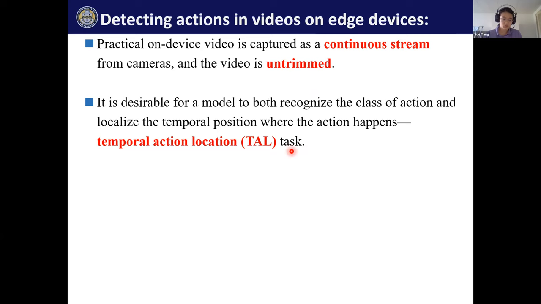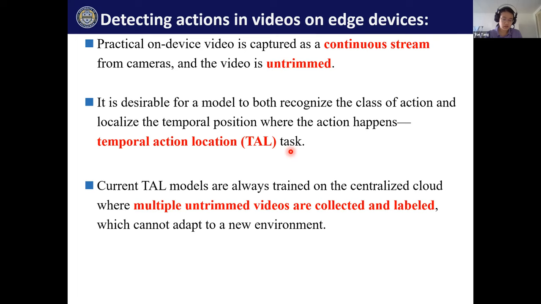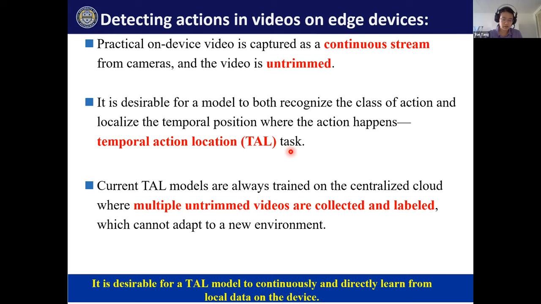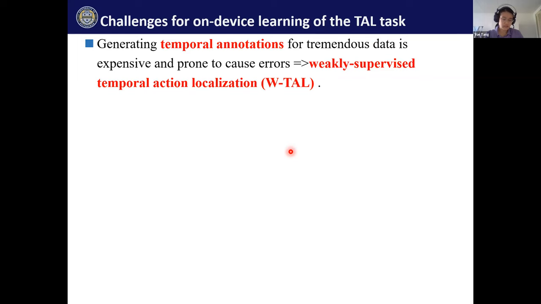Currently, this task is always trained on the centralized cloud where multiple untrimmed videos are collected and labeled. However, such a process cannot adapt to a new environment. Therefore, it is desirable for a model to continuously and directly learn from local data on the device. However, it is challenging to directly train such a temporal action localization model on the device. To precisely train such a model, tremendous data are required with temporal annotations. Generating such annotations is expensive and prone to errors. Therefore, weakly supervised temporal action localization has been proposed, which can learn with only video-level labels.